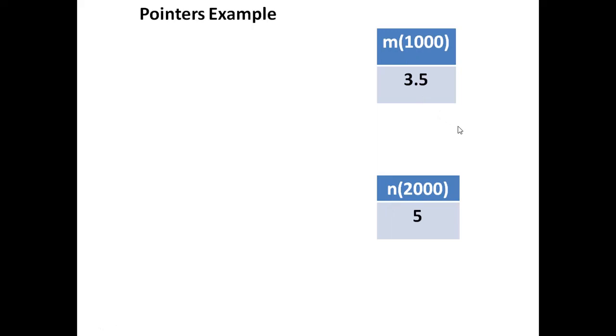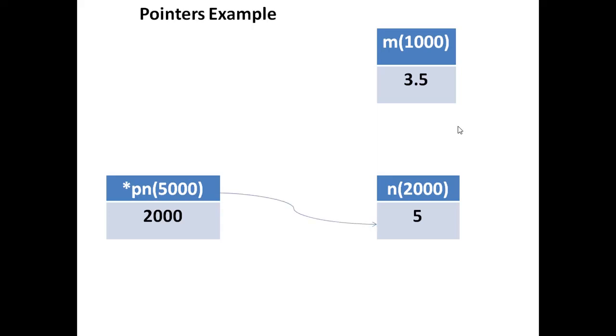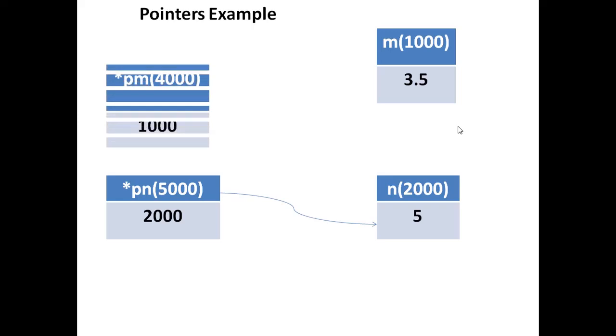We can store the addresses of n and m into special variables which will point to these locations. So for example, we can create a variable pn which will be a pointer to type int, which can store the address of n. Similarly, we can create another pointer variable pm which will store the memory address of m. So you can see here that pn and pm are pointer variables.